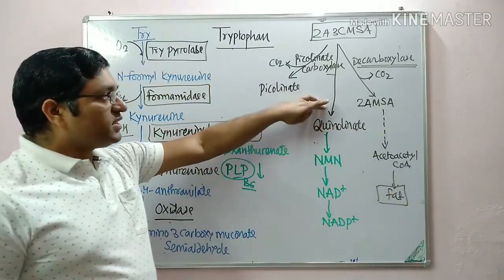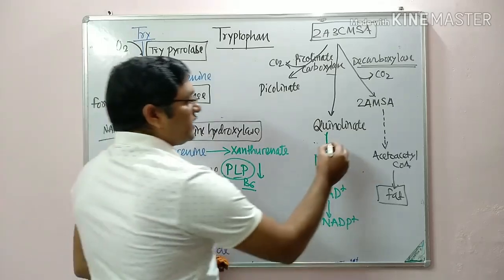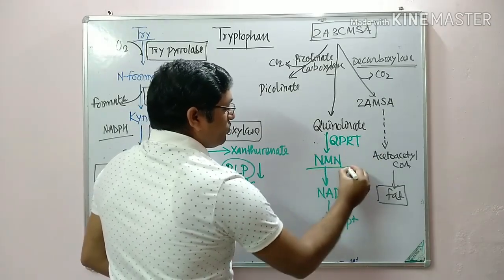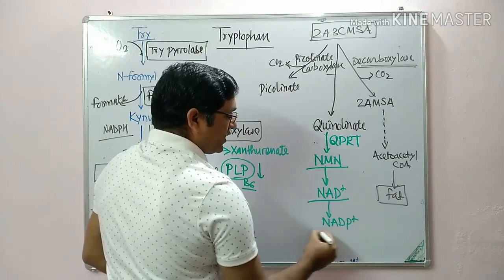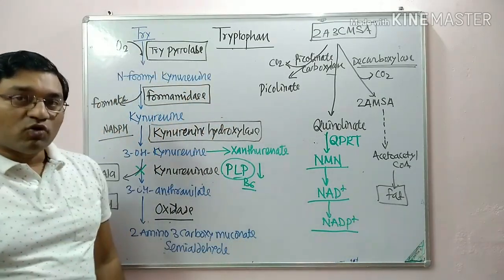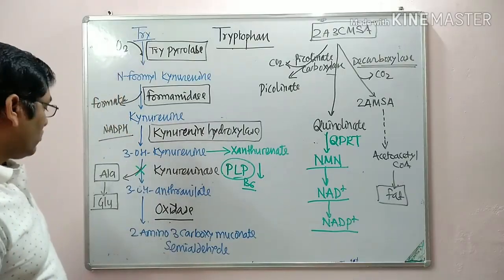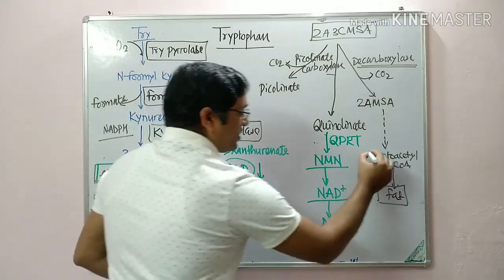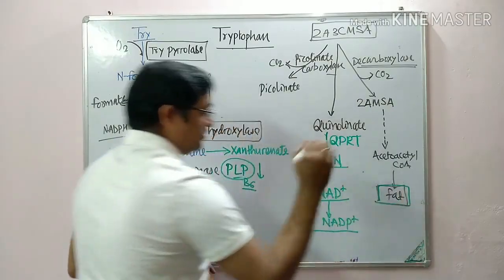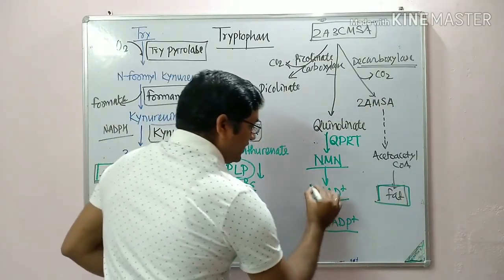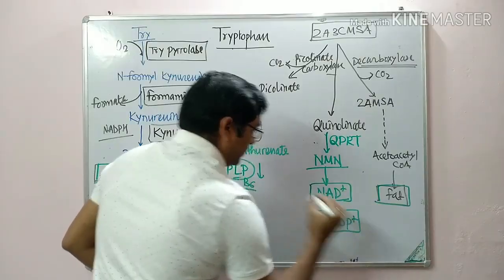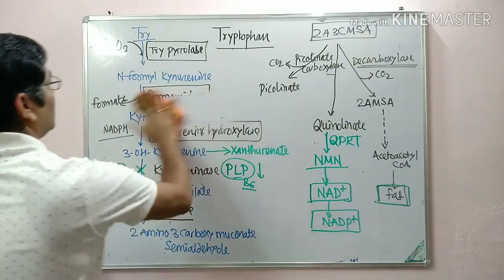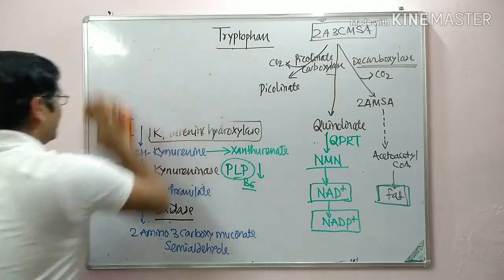Then quinolinate is acted upon by quinolinate phosphoribosyl transferase. It will give mononucleotide, which is converted into dinucleotide, which is converted into dinucleotide phosphate. So there is generation of alanine here. This is the first. Then there is generation of acetoacetyl-CoA, which gives the fat. This is the second. Then there is formation of NAD and NADP. Now we'll discuss the serotonin pathway. This is the kynurenine anthranilate pathway.